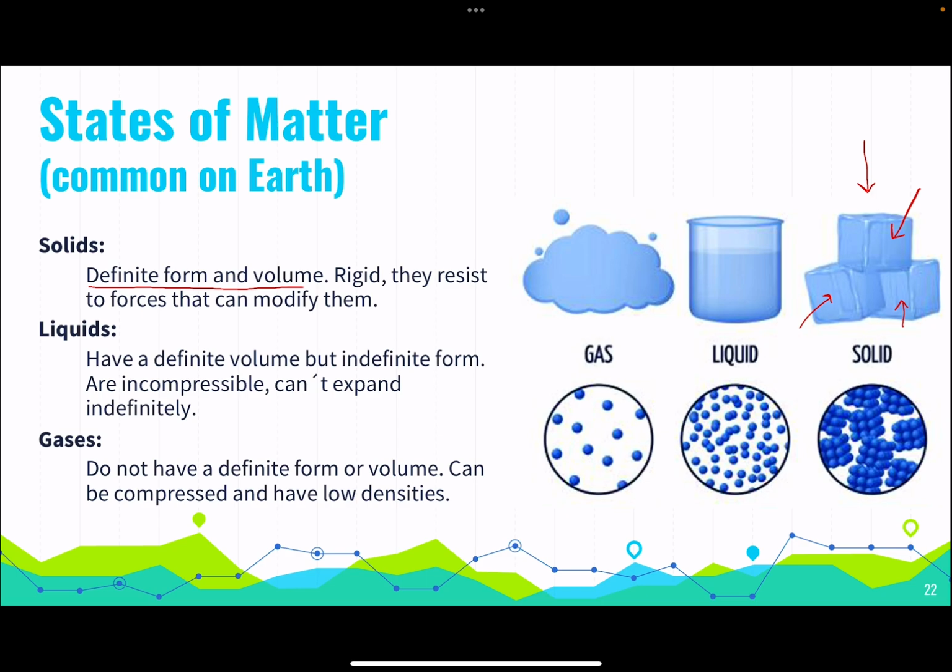Liquids have a definite volume, but an indefinite form. They can take the form of the container that holds them. So for example, this liquid that is here could be taller if we have a taller container, right? Or it could be smaller if it has a smaller container, right? And all the liquid would be here. So I'm not changing the volume of the liquid. It would still be 10 milliliters, 10 milliliters, and 10 milliliters, but the shape will change.